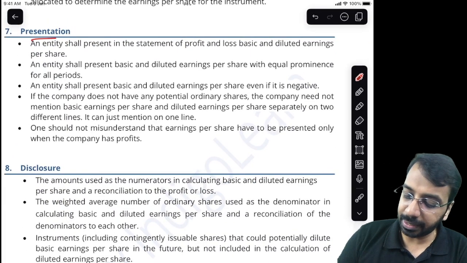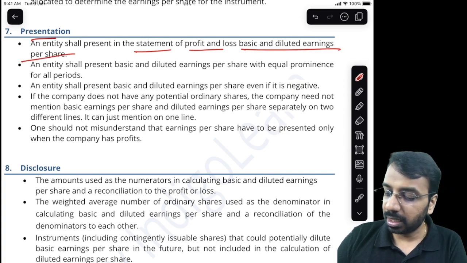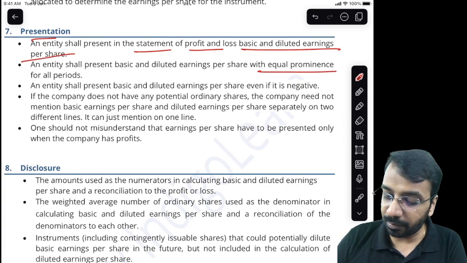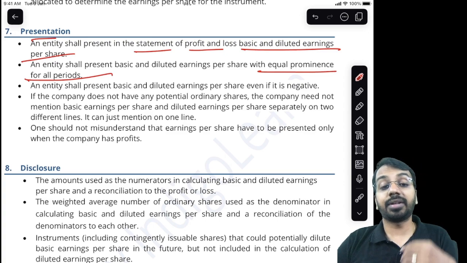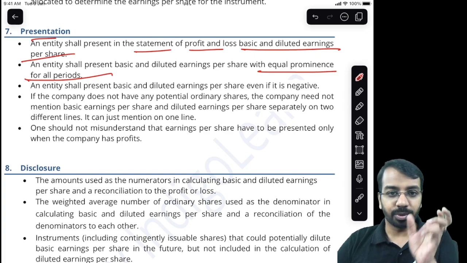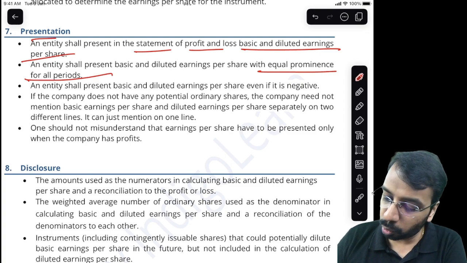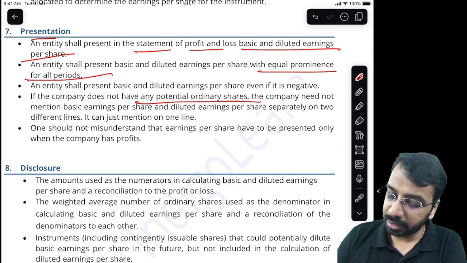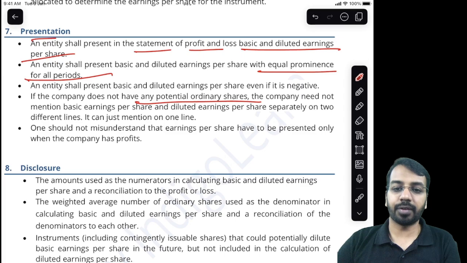Then how do we present it? You will present basic and diluted EPS in the statement of P&L with equal prominence, meaning both of them will be presented on the face. Even if it is negative, it will be disclosed on the face of the profit and loss, and that is how you will make the presentation. Okay, if there are no potential shares, then the EPS is both basic as well as diluted, so you don't need to present it on two different lines.